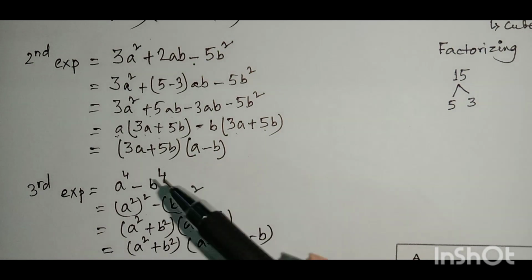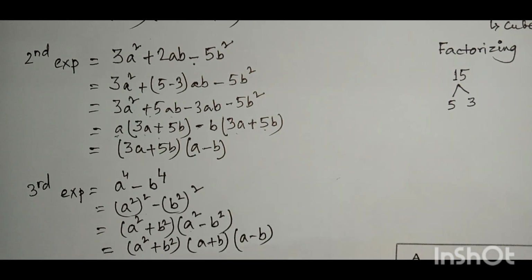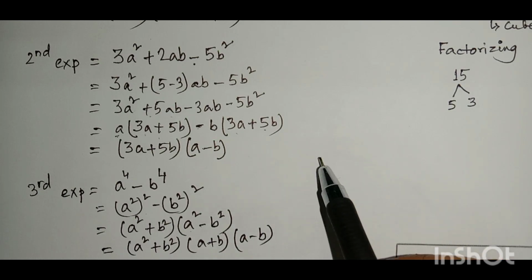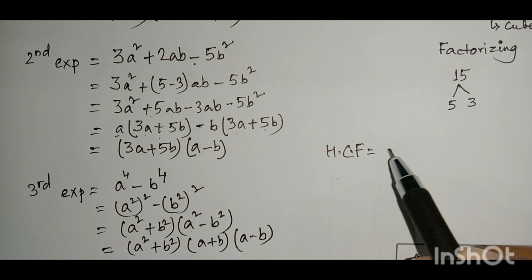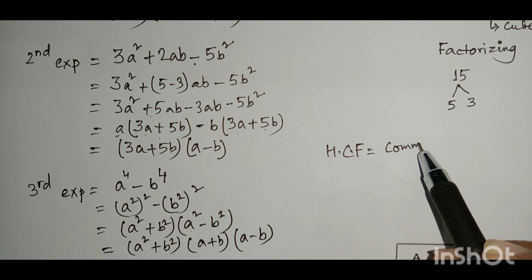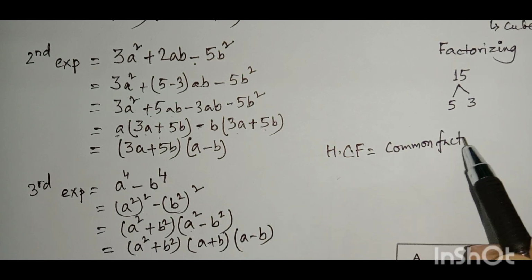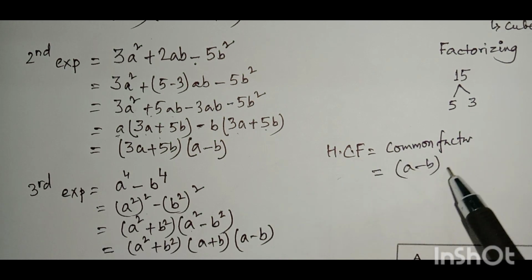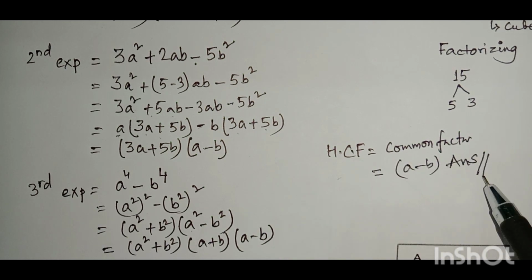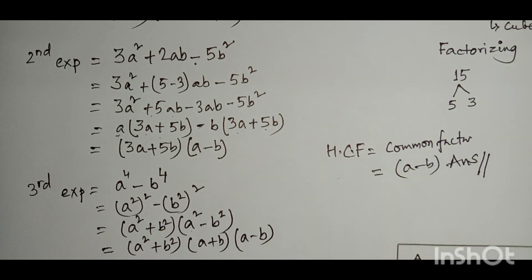Dear friends, from all these three expressions we see that a minus b is common. So I already told you in the very beginning that HCF is the common factor. So the common factor is a minus b, which is our answer. Now let's check the second question.